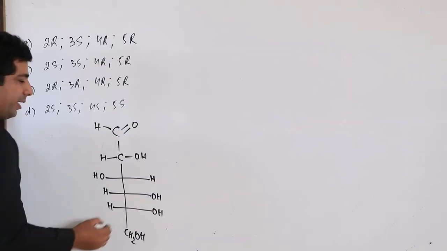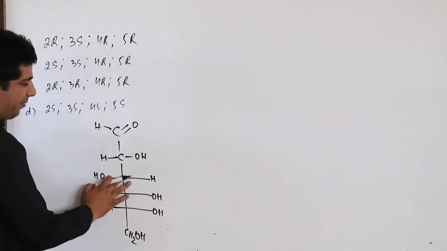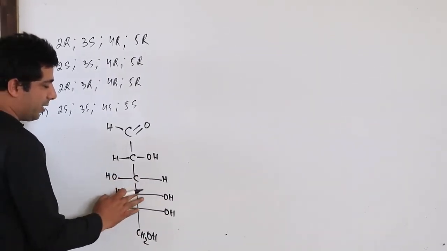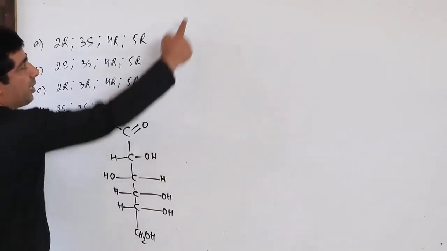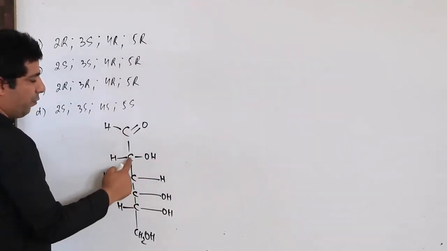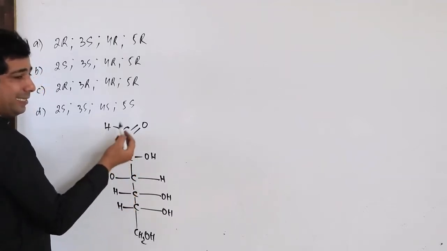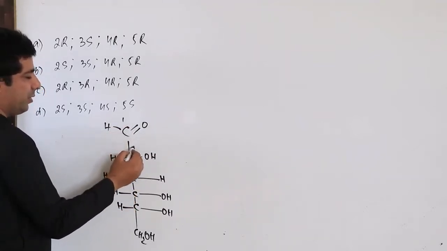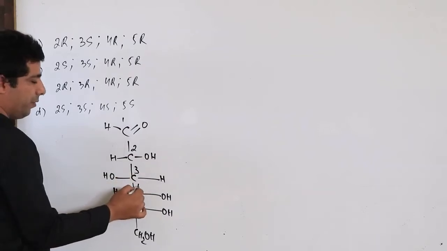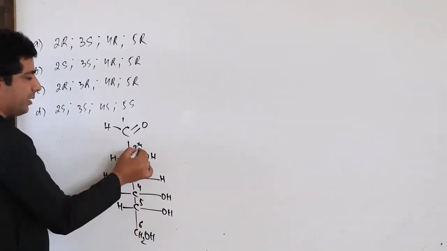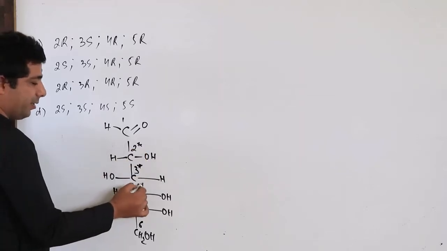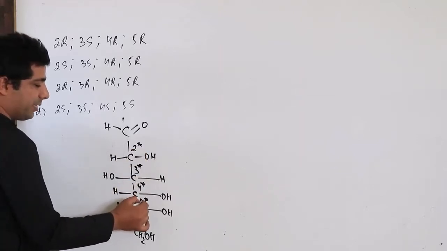Let us do the numbering based on the nomenclature, my dear friends. We know already that there are 4 chiral carbons in it, and we have to find out the RS configuration around these 4 chiral centers. Let us see the numbering first of all: 1, 2, 3, 4, 5, and 6. Correct? So the second carbon is chiral, the third carbon is chiral, the fourth one is chiral, and the fifth one is chiral.